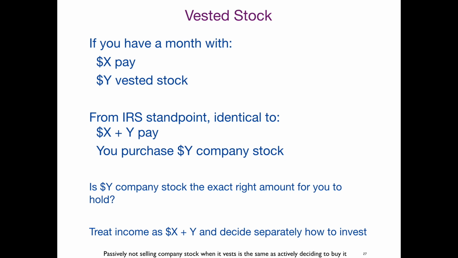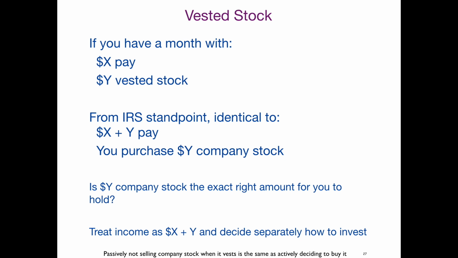My claim, so you get a month and you get some pay and some vested stock. Okay? As far as the IRS is concerned, you got X plus Y amount of pay and you're going to pay your income tax on that X plus Y amount of pay. So from their point of view, it's as if you got X plus Y cash and chose to buy company stock with that Y amount of money. So let's say you want to hold company stock. Is Y the exact amount you want? It just happens to be what they gave you in this combination of cash and stock. But you could always adjust the cash and stock, right? If you wanted more cash and less stock, what would you do? Sell some stock. And if you wanted more stock and less cash, buy some stock.